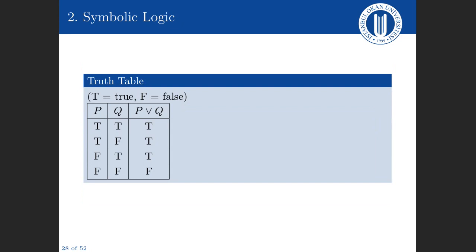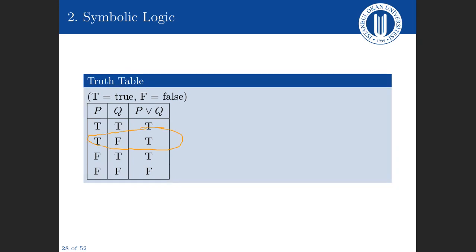We can understand OR using a truth table. In this table, I'm using capital T for true and capital F for false. Let's look at the first line. If P is true and Q is true, we can ask, is P or Q true? And the answer is yes. P is true or Q is true, this whole statement is true.